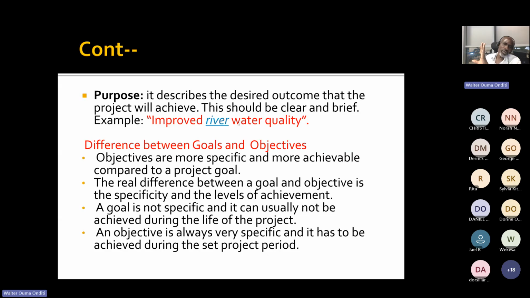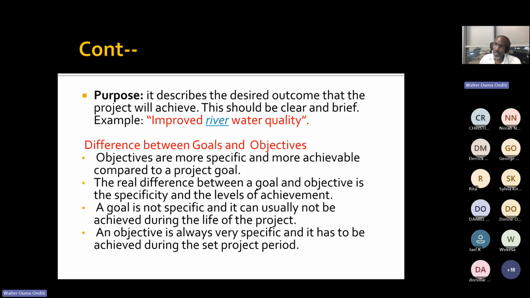I've just brought in a good example here to help. Improve river water quality. You see, improve, this is the desired state. We want to improve river water quality. Now, the other question, the end game, would be: so what? So why are we improving water quality? There is something behind that. So in other words, this is really the desired state, but when we have reached the desired state, what comes out of it?